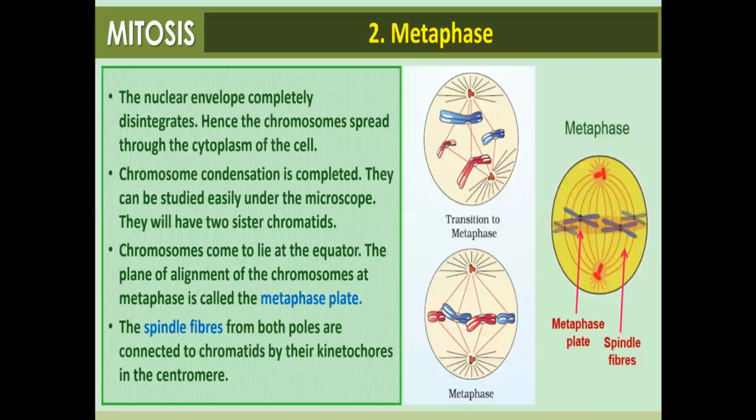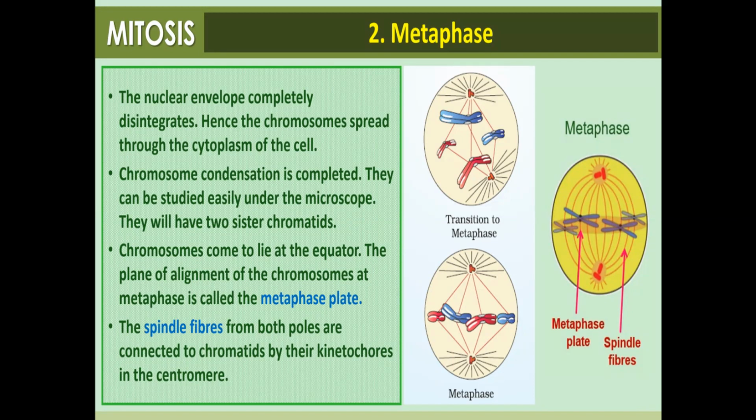Next is metaphase. The nuclear envelope is completely degraded now. Hence, the chromosomes can spread. They can move wherever they want. Chromosome condensation is complete, meaning the chromosomes will be all together now. The chromatin fibers will come together and you can clearly see the chromosomes under the microscope. They can be studied easily under the microscope. They will have two sister chromatids, joined at one center called the centromere.